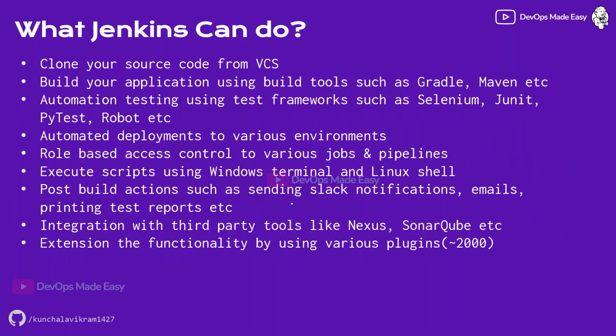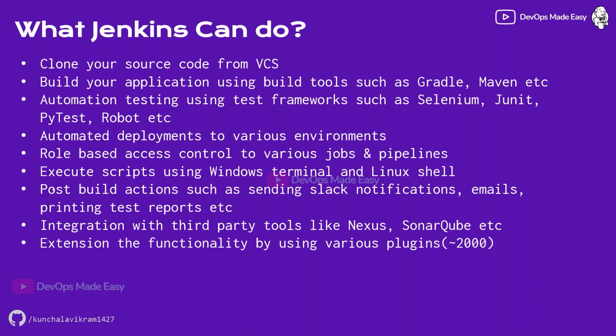So what can Jenkins do? Jenkins can clone your source code from version control systems. It can build your applications using build tools like Gradle, Maven, etc. It can run automated test cases using frameworks like Selenium, JUnit. For Python, we have PyTest or Robot Framework. These are all integrations through plugins. Remember, Jenkins may not come with all these extensions, so according to the requirement, we install them. And then it can automatically deploy to various environments like dev, UAT, anything.